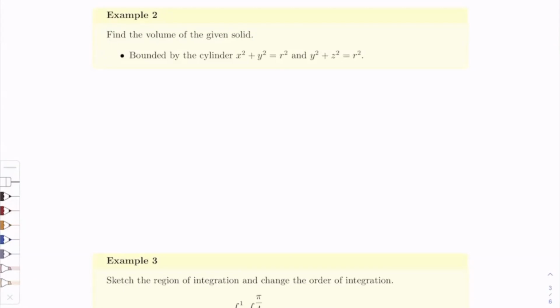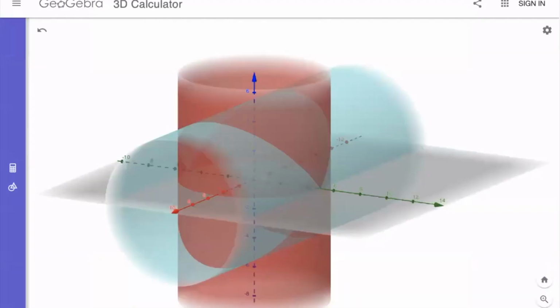So what I'm going to do is show you the graph first, and then we'll do the question after we talk about the graph. Where is my graph? Okay, now can you guys see the graph? The red one is x squared plus y squared equals r squared.